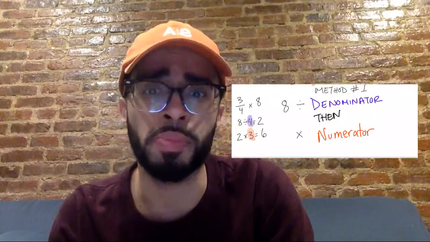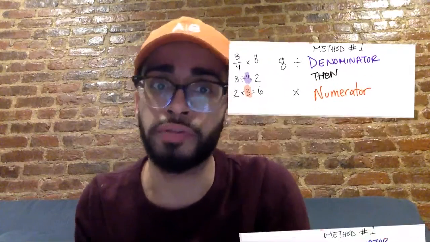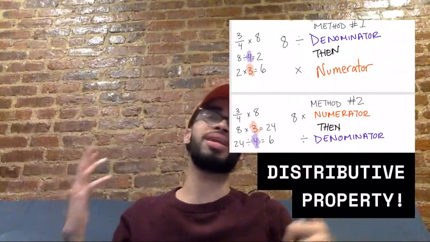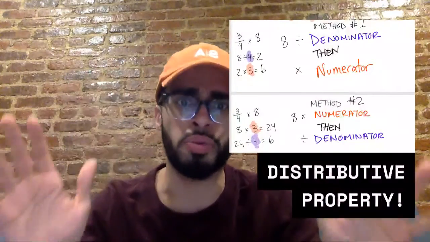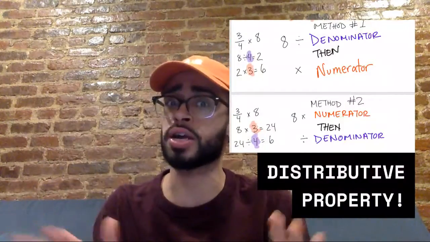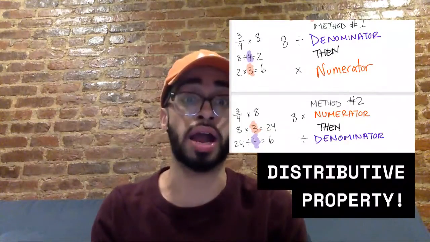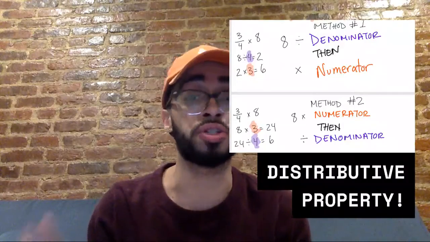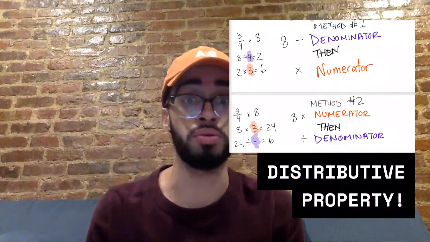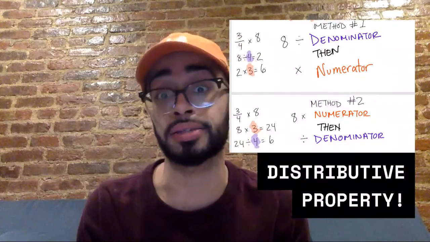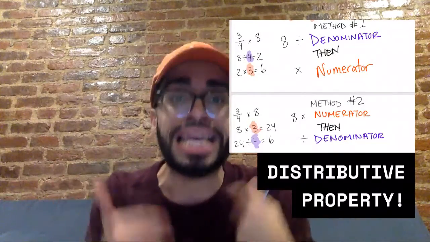But we learned about the distributive property and that's not the only way we could solve these problems. You could do it in reverse. The distributive property lets us know that you could do multiplication or division in either order, as long as you're neat with your work and organized. If you're not neat and organized, you might get some funky answers sometimes. So let's see what happens if we did do it the other way around. If we did 8 times the numerator first, so 8 times 3, that gets us 24. Then divided by the denominator, well, 24 divided by 4 is 6. So we did get the same answer both times. So it does work either way.